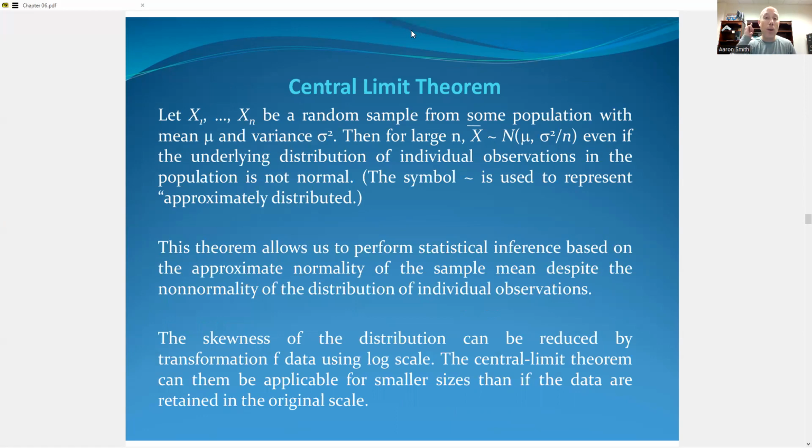Central limit theorem. All right, this is a big one in statistics. Let x1, x2, x3, x4, all the way up to xn be a random sample from some population with mean mu and variance sigma squared. Then for large n, x bar, the sample average, is a normal random variable with population average mean mu and variance sigma squared divided by n, even if the underlying distribution of the individual observations in the population is not normal. The tilde is used to represent approximately distributed.